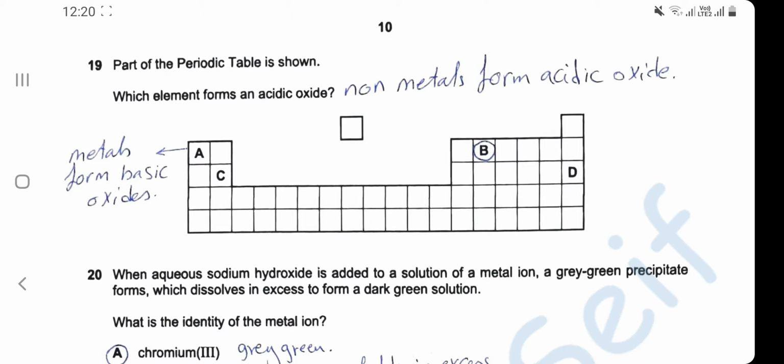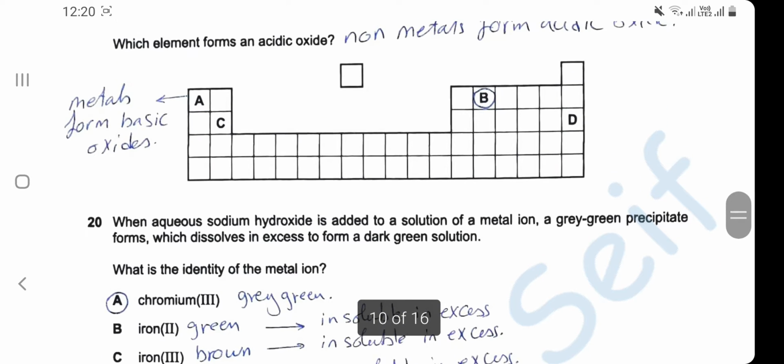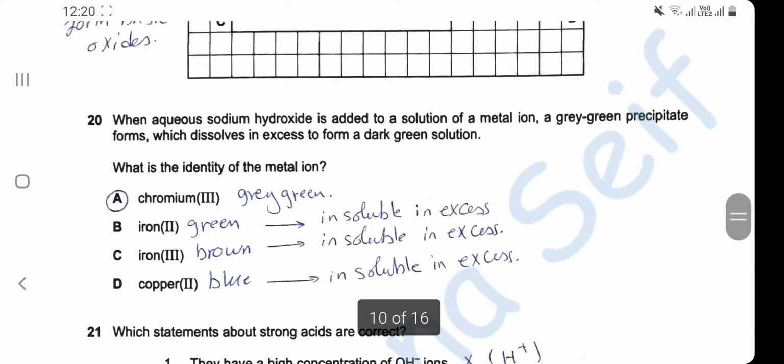And for the letter B, non-metal and non-metal form acidic oxide, so we will choose B as the answer. You can circle B on the table.